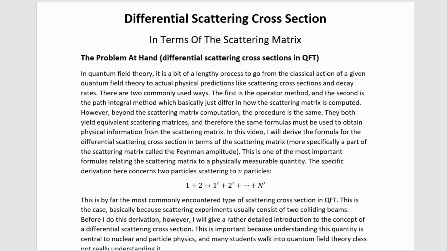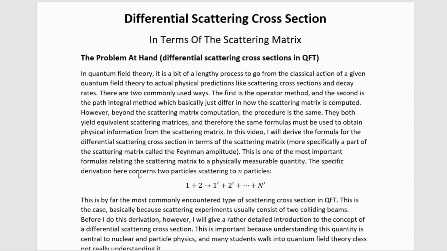They both yield equivalent scattering matrices and therefore the same formulas must be used to obtain physical information from the scattering matrix. In this video, I will derive the formula for the differential scattering cross-section in terms of the scattering matrix, more specifically a part of the scattering matrix called the Feynman amplitude. This is one of the most important formulas relating the scattering matrix to a physically measurable quantity.